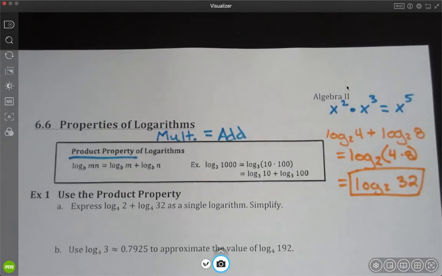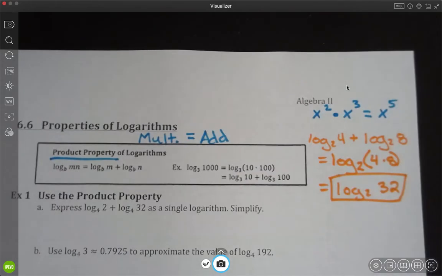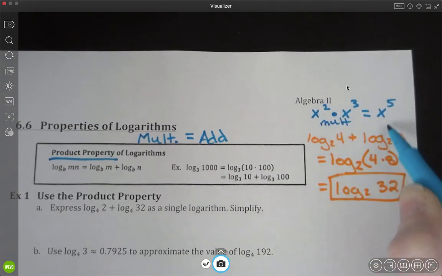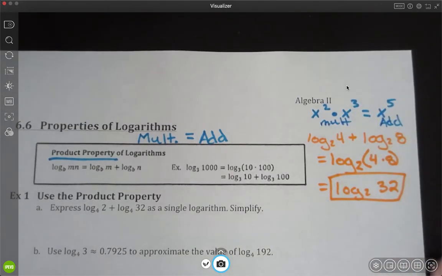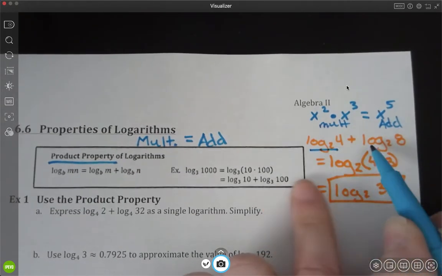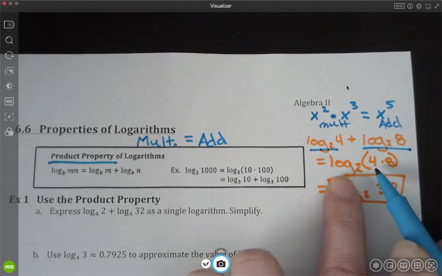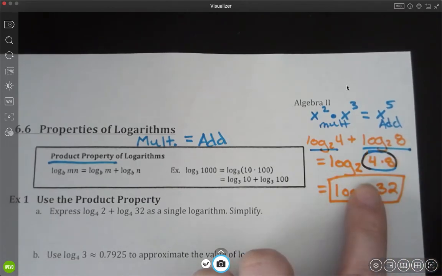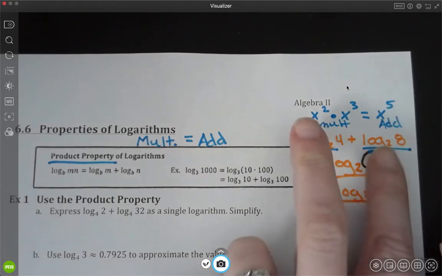Now, I'll review. Up here, when we were multiplying, what we did to the exponents was add. Multiply made add. This one, we are adding the two logs, and together they become one log, but instead of taking 4 and 8 individually, you are multiplying the 4 and the 8 together. So here, add becomes multiply.